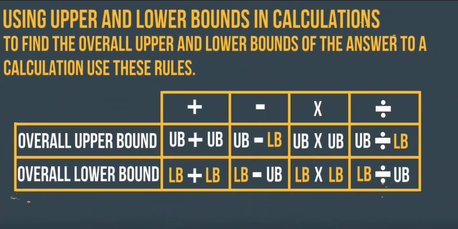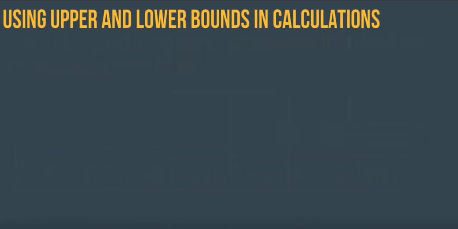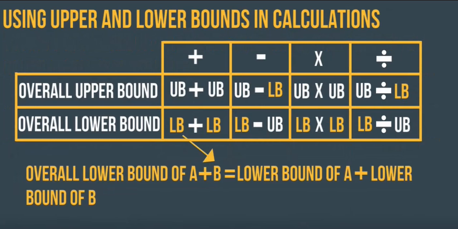To find the overall upper and lower bounds of the answer to a calculation, use these rules. The overall lower bound of a plus b is equal to the lower bound of a plus the lower bound of b.